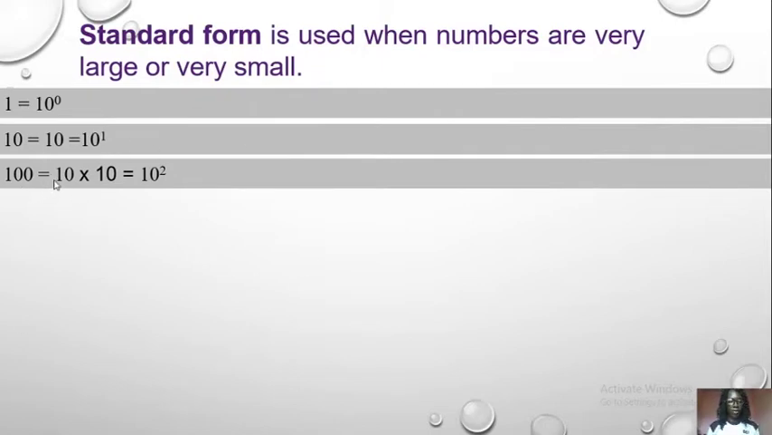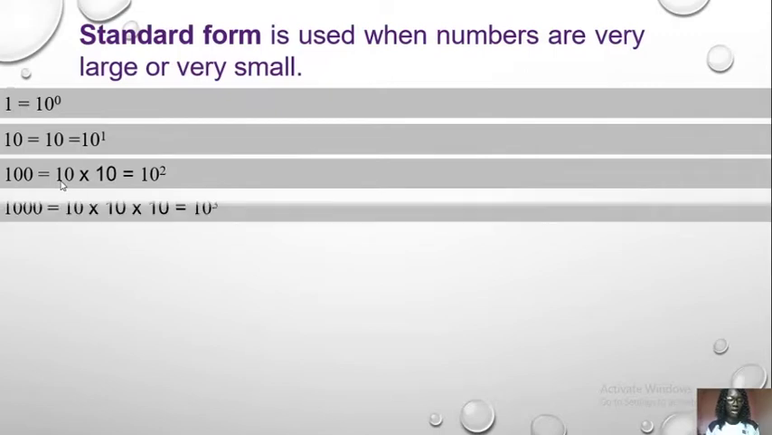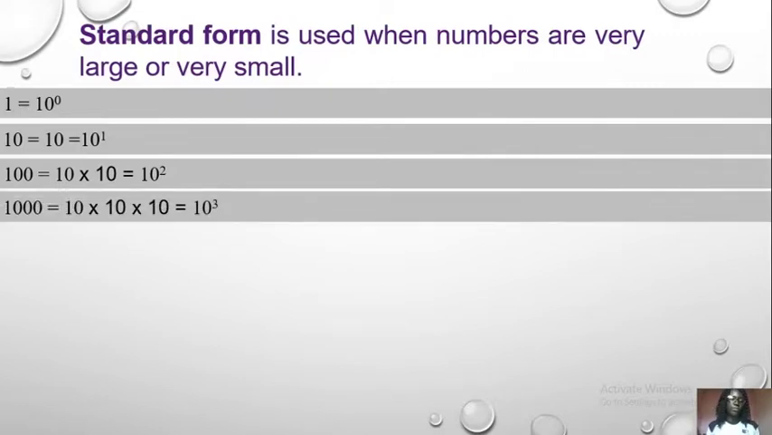Okay, I have 100. So what about in the case of 1000? I have 3 zeros, or 10 times 10 times 10. This multiplication of 10 tells you the number of your index, or power, or exponent. They are all the same thing. I have three 10s, and that tells me my power, which is 3.